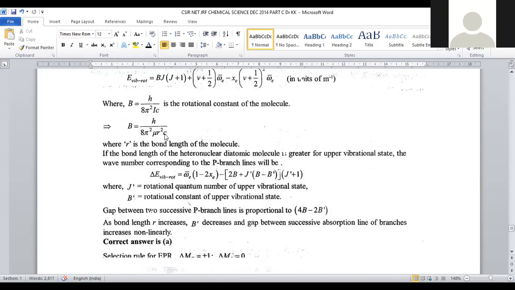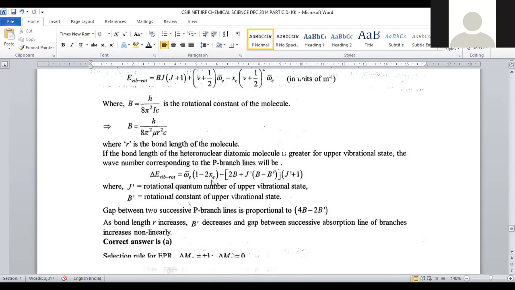B is equal to h by 8 pi square mu r square C, where r is the bond length. And if the bond length of a heteronuclear diatomic molecule is greater in the upper vibrational state, the wave number corresponds to the P branch. So in terms of the P branch, the energy is given as delta E vibrational-rotational. Delta E denotes what? Energy transition between the two consecutive energy levels.